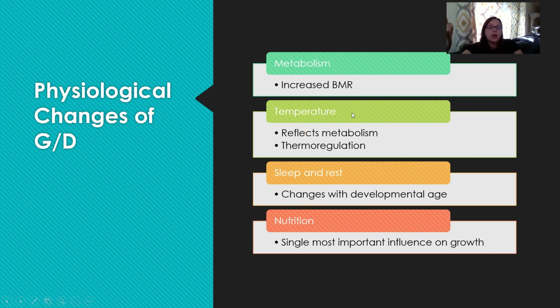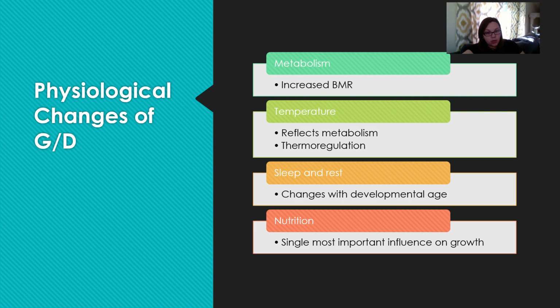Temperature, another big component of our physiological changes based on age and stage. Babies, and you should remember this because you just had OB, they have a hard time regulating their own temperatures at first, right? So the younger they are, the more challenging their thermoregulation is. And this is really tied into their metabolism.